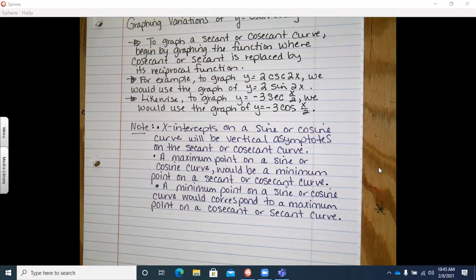So if it's a cosecant graph, first start with the graph of sine. If it's a secant graph, first start with the graph of cosine. Okay, you got to remember cosecant goes with sine, secant goes with cosine. All right, can I move on? All right, so we're only doing one example, and I can do more if you need me to.